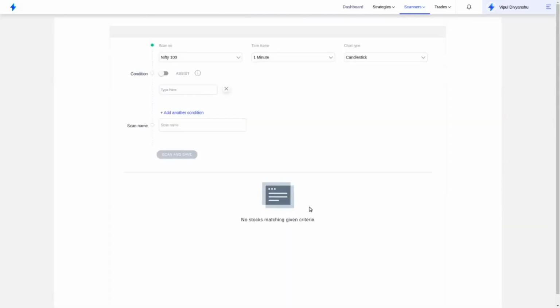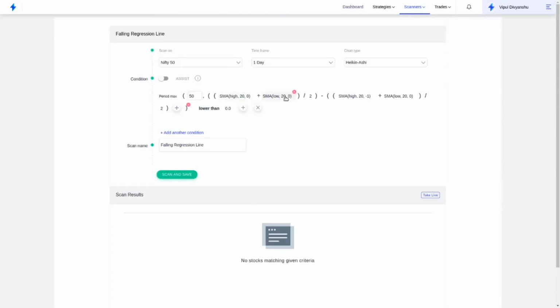Let me quickly edit this. So it is similar to the previous one, where instead of higher than, we have just said lower than 0. Again, what we are trying to do here is check whether the moving average of high and low for the last 50 candles is reducing. Okay, so that's what is being identified by this equation.